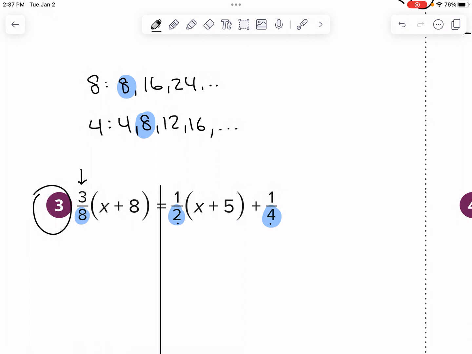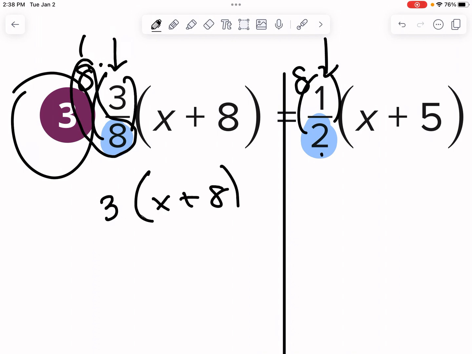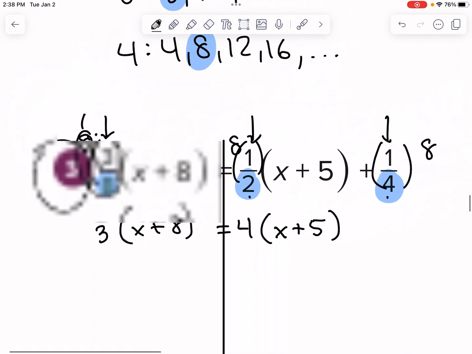I'm just going to multiply 8 times this, this, and this. Right? It doesn't at all go into the parentheses. It's a force field. So like that, and like this. So here, I always do work with my denominator here. 8 divided by 8, that is 1. What's 1 times 3? It's a 3. So this is going to be 3 times (x plus 8). Fraction is gone. Great. Here, we can use a half. What's half of 8? 4. So I'll put the 4, and I'll keep this (x plus 5).